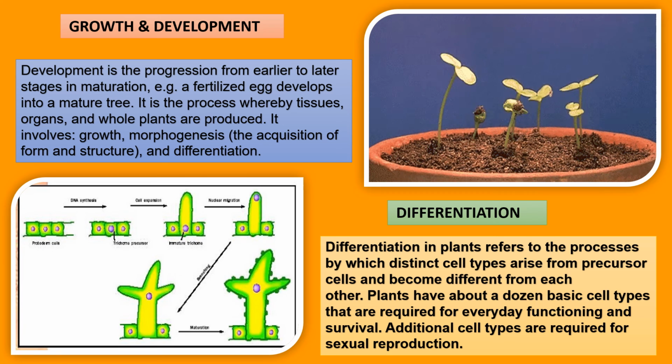Now we are going to discuss about differentiation. Differentiation in plants refers to the processes by which distinct cell types arise from precursor cells and become different from each other. Plants have about a dozen basic cell types that are required for everyday functioning and survival. Additional cell types are required for sexual reproduction. Now see the second diagram. Here, step by step, the differentiation of plant cells has been shown.